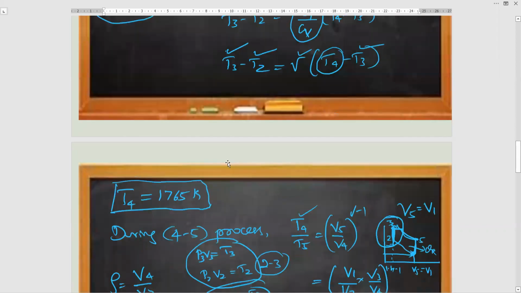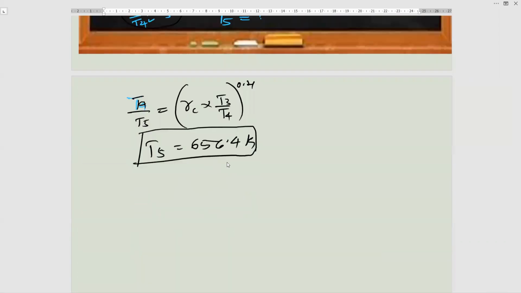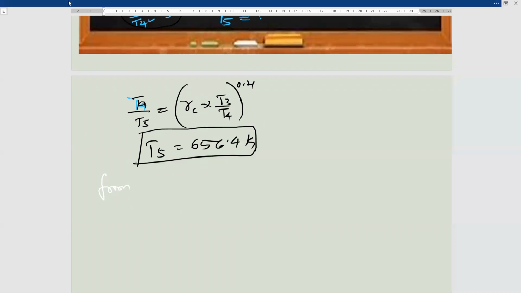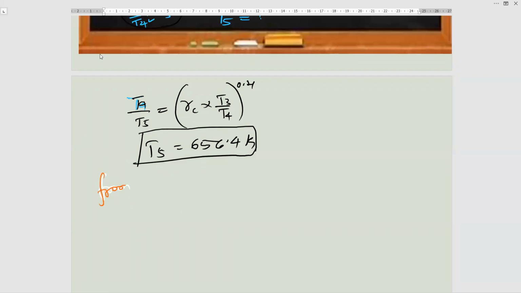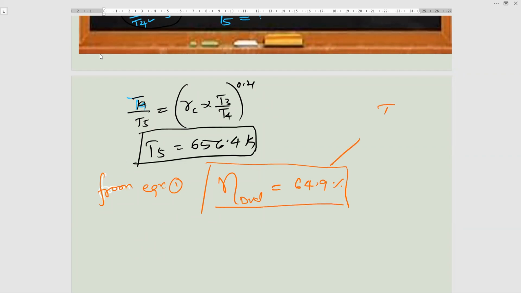So the efficiency of the dual cycle using equation number 1, I will get 64.9. This equation is in terms of T1, T2, T3, T4, T5, and we know the CV value, we know CP, and CP by CV value is 1.4. So this is the efficiency of the dual cycle.